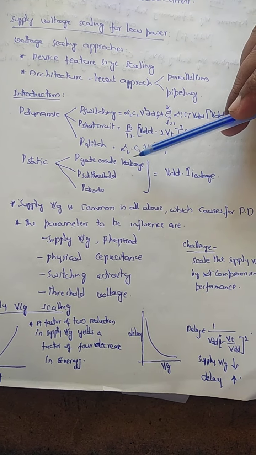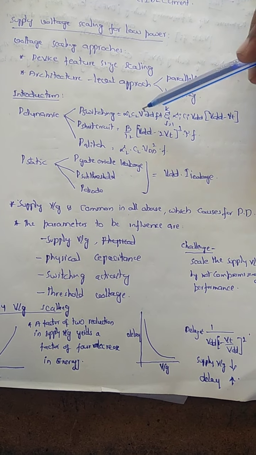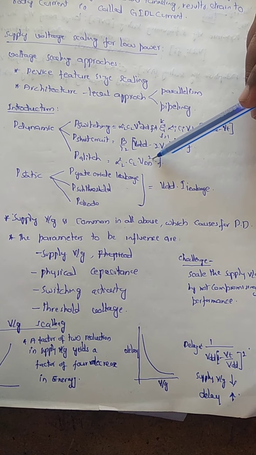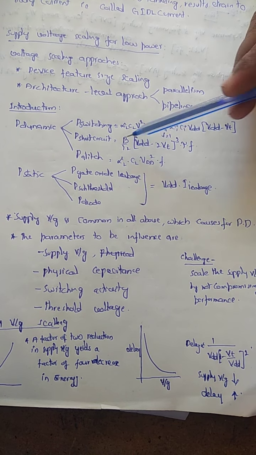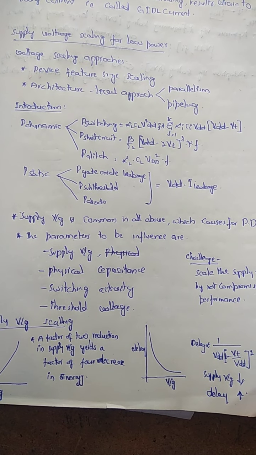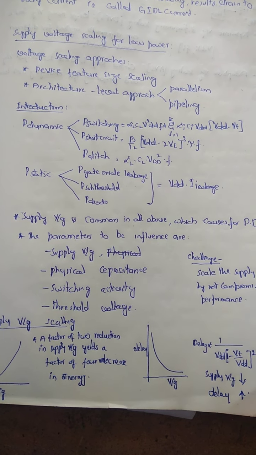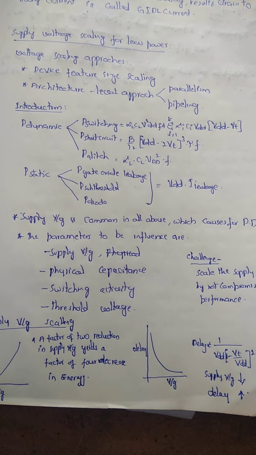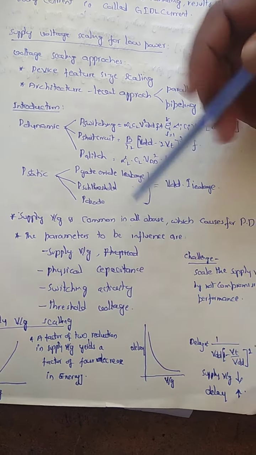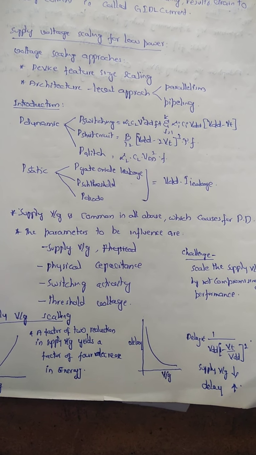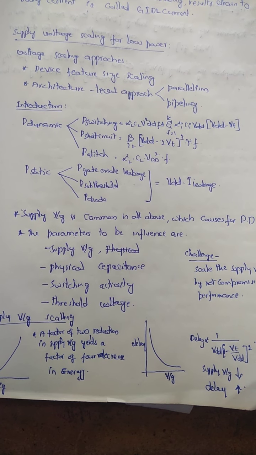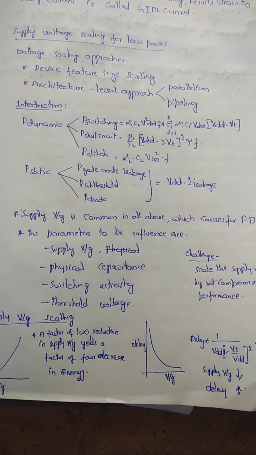So what I mean to say is, in all these combinations we have VDD, VDD, VDD, VDD. Maybe it is going to be two times or maybe three times. Here the supply voltage is common for all the cases. So the supply voltage is the most important parameter to reduce the power dissipation. That is why we have to go for supply voltage scaling. Scaling means decreasing.